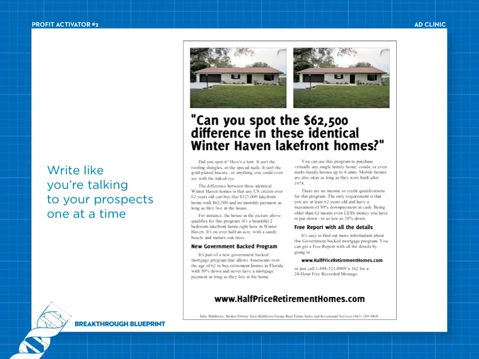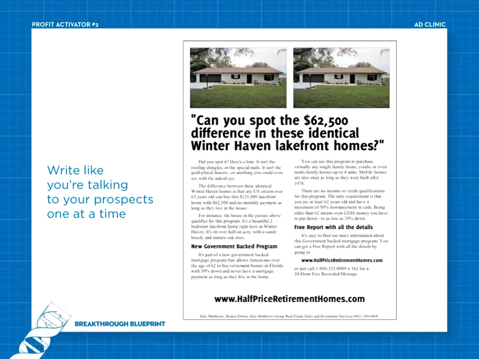The difference between these identical Winter Haven homes is that any U.S. citizen over 62 years old can buy this $125,000 lakefront home with $62,500 and no monthly payment as long as they live in the house. For instance, the house in this picture above qualifies for the program. It's a beautiful 2-bedroom lakefront home right here in Winter Haven. It's on over half an acre with a sandy beach and mature oak trees.